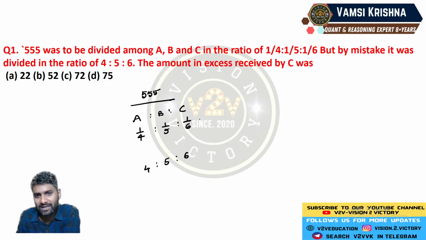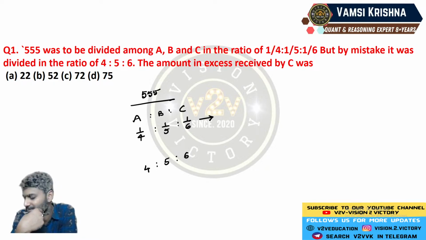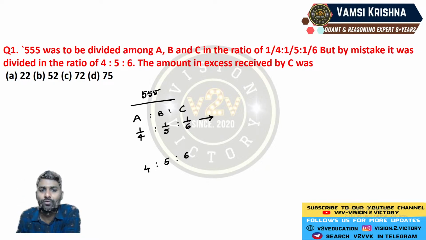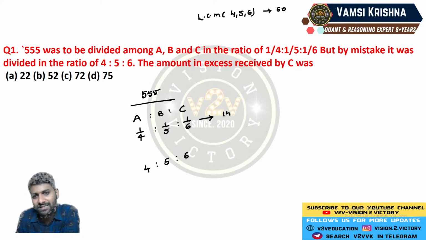Now, first identify the ratio of A, B, C. They are given in terms of fractions, so convert them into numbers. The LCM, the common multiple of 4, 5, 6, is exactly equal to 60. Now 1/4 of 60 gets 15 units, 1/5 means 12 units, and 1/6 means exactly 10 units.